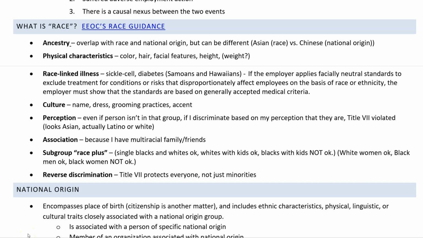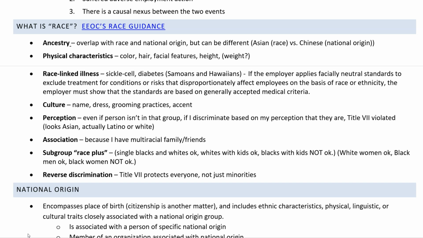Culture linked to race. So a person's name. Sometimes you can look at names and sort of have a somewhat educated guess as to what race that person might be or what country they might be from. The way that people dress can be tied to race. Grooming practices can be tied to race, like the way that people do their hair and things like that. And the accents that people have when they're speaking can be tied into a person's race.